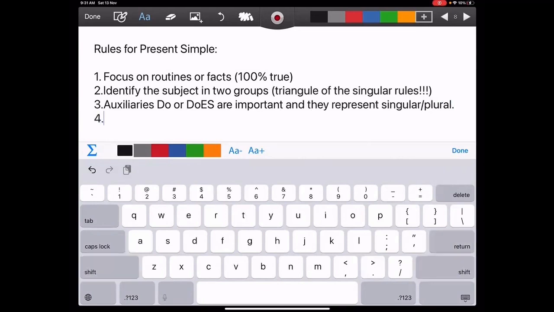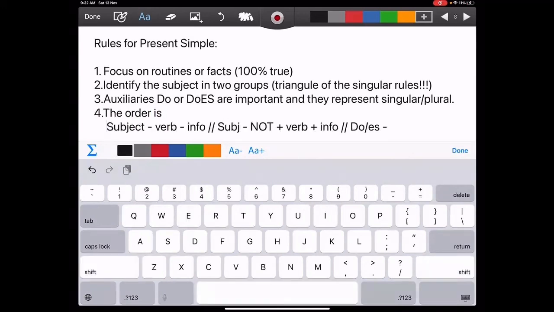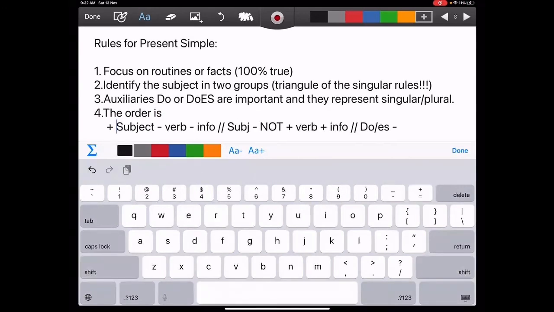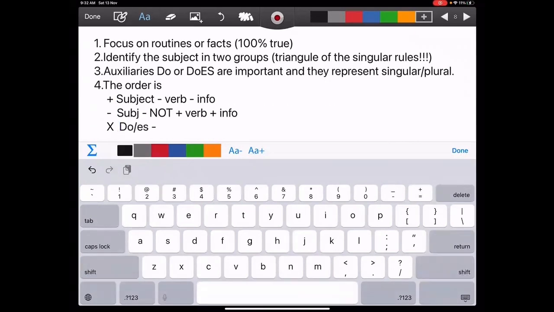Now, rule number 4. There is a formula for positive, negative, and interrogative sentences. The order is as follows. For subjects in plural and subjects in singular is the same. Positive sentences, subject, verb, info. Negative sentences, subject, but the auxiliary not, don't or doesn't, depending, plus the verb and the info. And for questions, you start with do or does, depending on the subject, then verb and info.